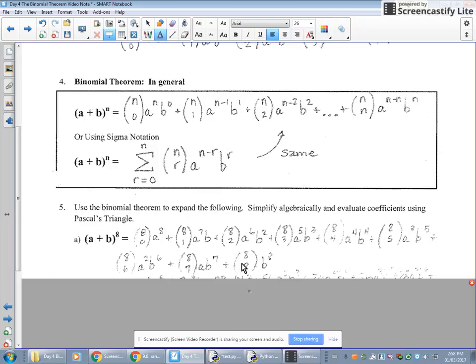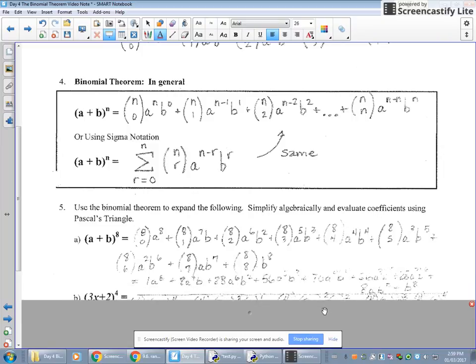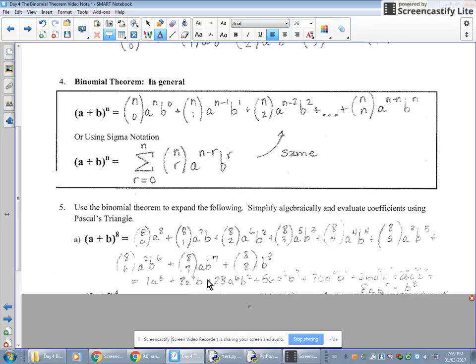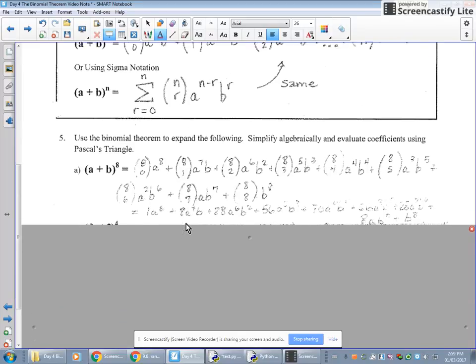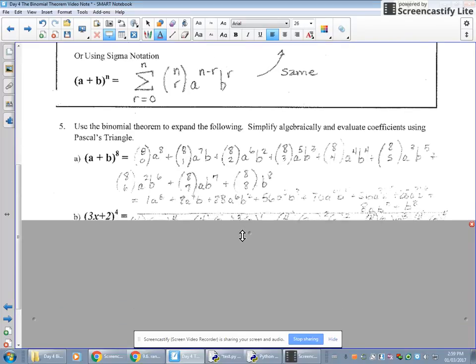And then it says simplify it algebraically and evaluate the coefficients using Pascal's triangle. Again, I'd refer back to my Pascal's triangle to get what the coefficients are. Coefficients are 1, 8, 28, 56, 70, 56, 28, 8, and 1 again. Sorry that you can't quite see what those are, but if you listen to what I just said, those are the correct terms, and you can also just refer to your Pascal's triangle.